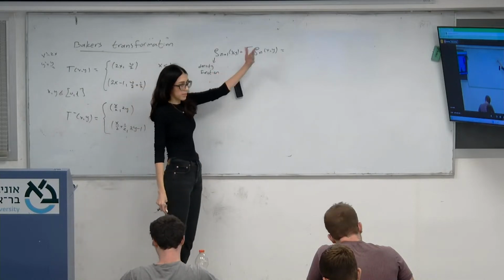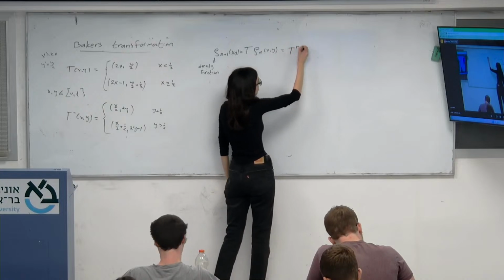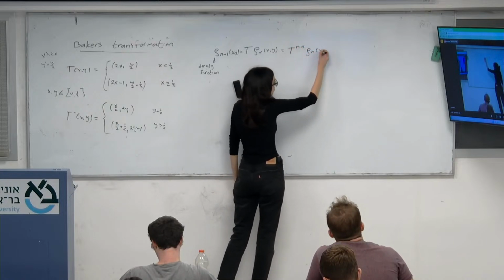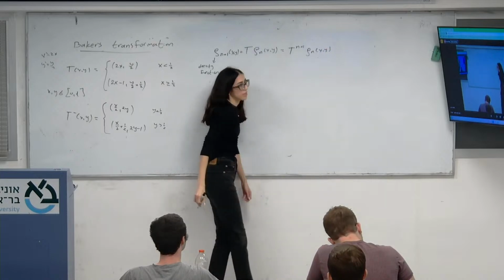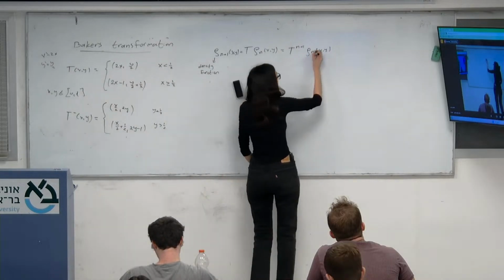We can keep applying again and again the transformation and eventually just write that as T n plus 1 on rho n of X and Y, right? Because you just apply it on rho zero.